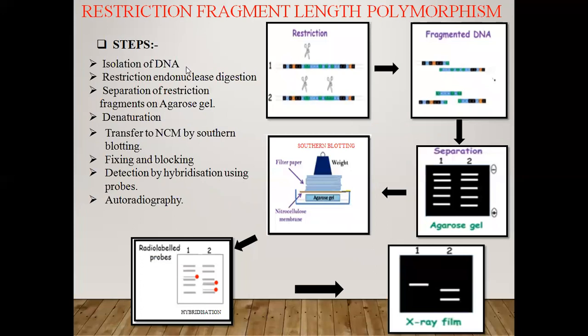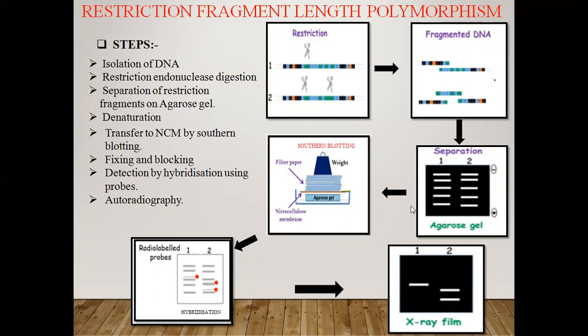First is isolation of DNA, the normal process of DNA isolation from any species. Then the DNA is incubated with restriction enzymes, that is, restriction endonuclease digestion is done. Then there is separation of the restriction fragments. After the fragments are generated, they are separated on agarose gel.